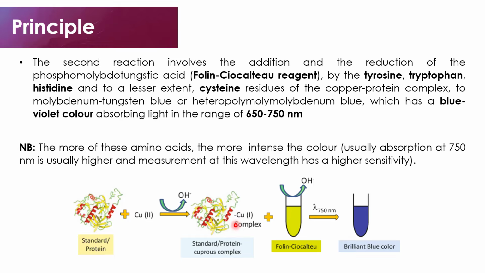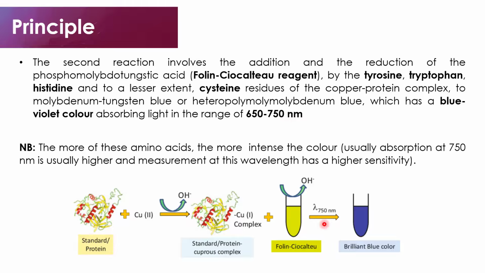The second reaction involves the reduction of the phosphomolybdic or phosphotungstic acid, which is the key component of the Folin reagent, by the tyrosine, tryptophan, histidine, and to a lesser extent cysteine residues of the copper protein complex to molybdenum tungsten blue or heteropolymolybdenum blue, which has a blue-violet color and absorbs light in the range of 650 to 750 nanometers.